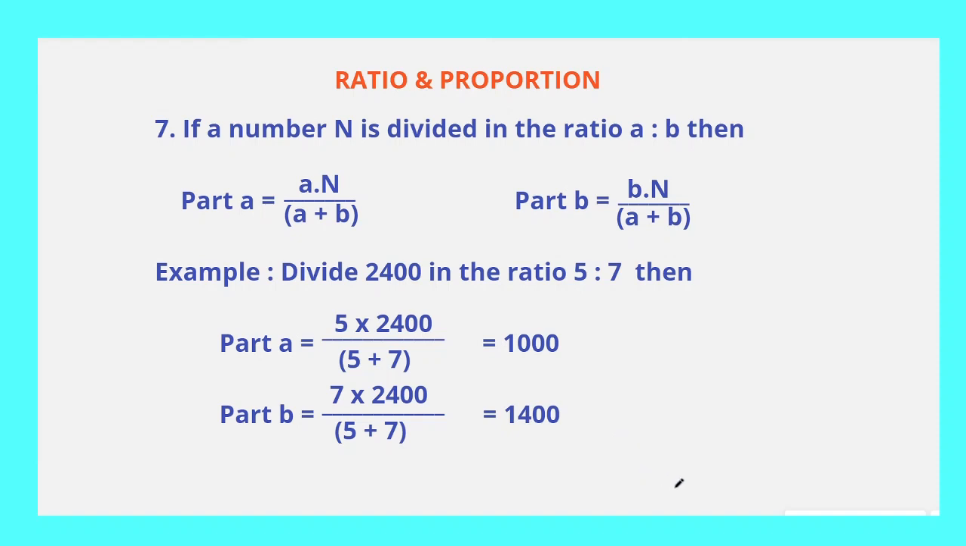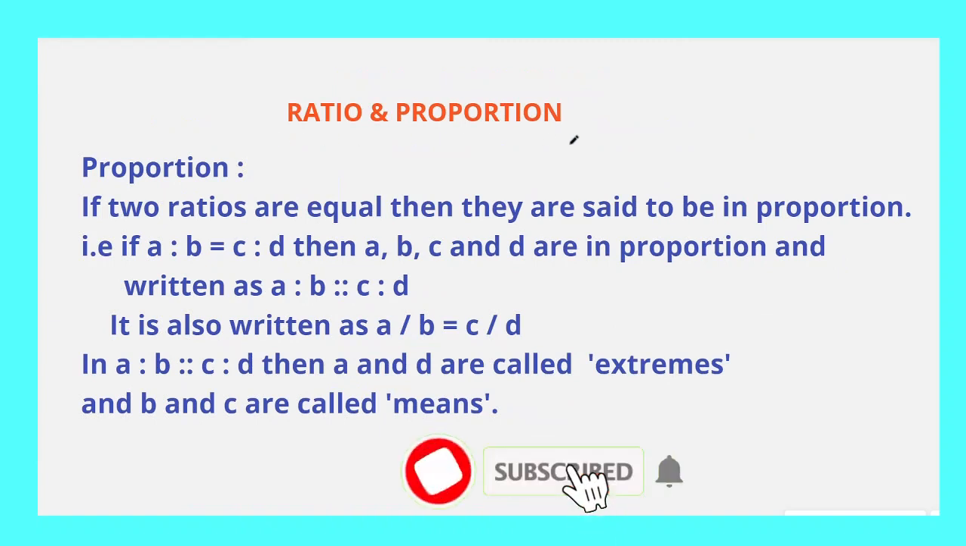So 2400 when divided in the ratio 5:7, then the first part, which is 5, is 1000, and the second part, which is 7, is 1400. This way we can divide the given number into two parts of ratio 5:7. This is the shortcut formula for dividing any number in the given ratio A/B. In ratio and proportion, we go to the proportion part.